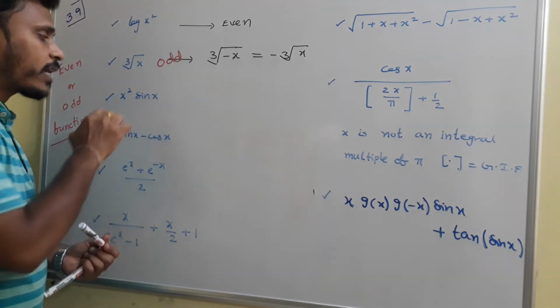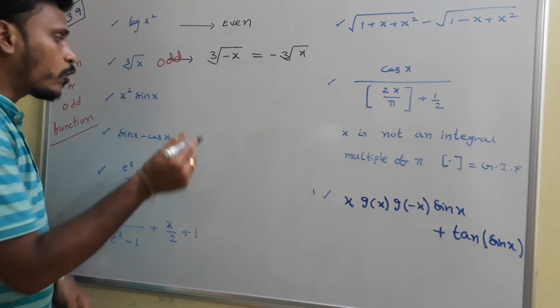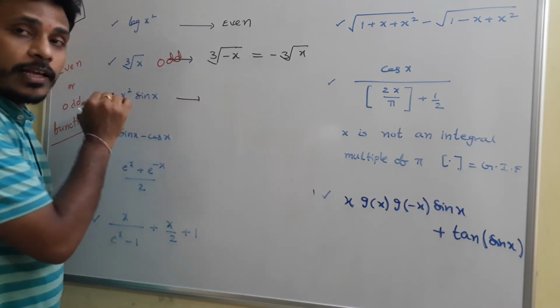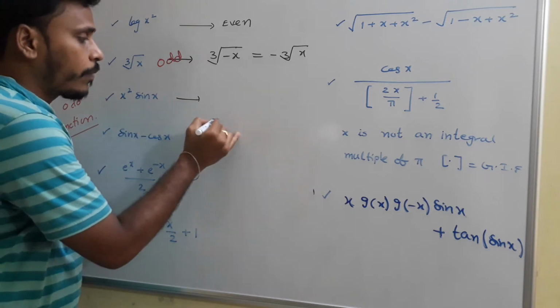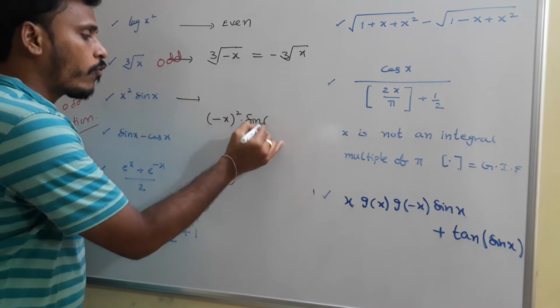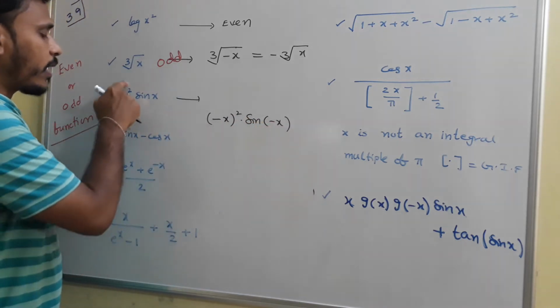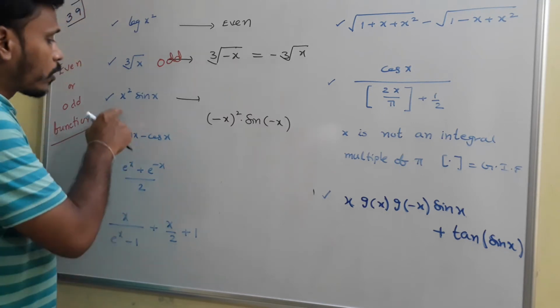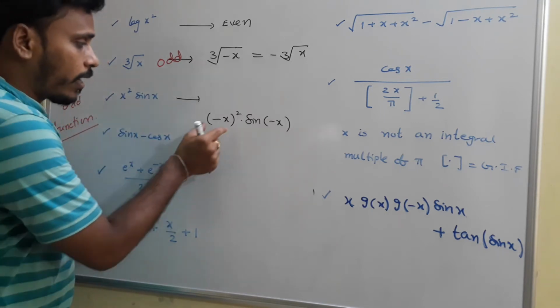The next one is x square sin x. Again, to check it, you replace x with minus x. So in the place of x we take minus x. This is x square sin x. Replace x with minus x, so minus x whole square into sin of minus x.